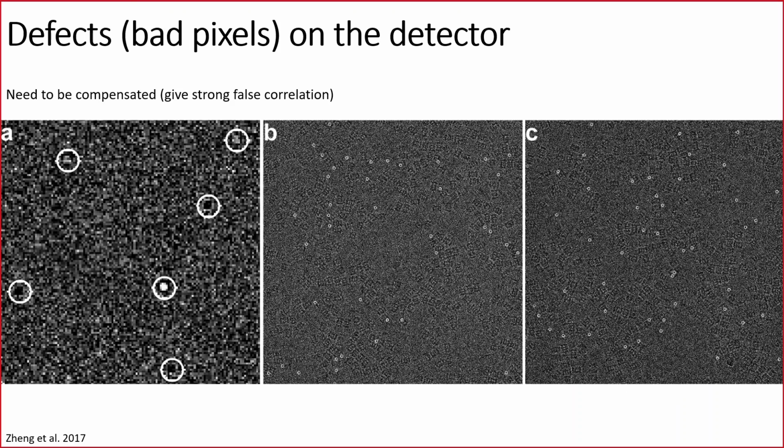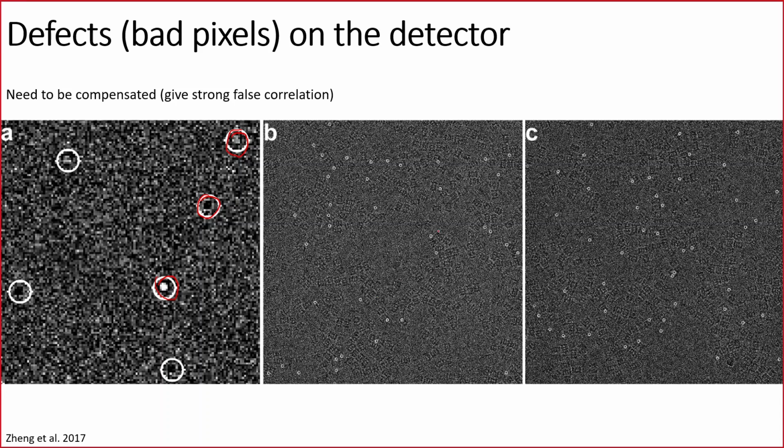Now, we also need to consider that we don't have a perfect detector, and the detector often, or always, suffers from so-called bad pixels. The bad pixels are pixels that are always on or always off, or they are always giving the same value independently of whether an electron landed or did not land there. This is a problem because if these pixels are not varying in between the fractions, they are giving very strong correlation. So the software first needs to identify these pixels, and we are also giving a map of faulty pixels that we know from our detector.